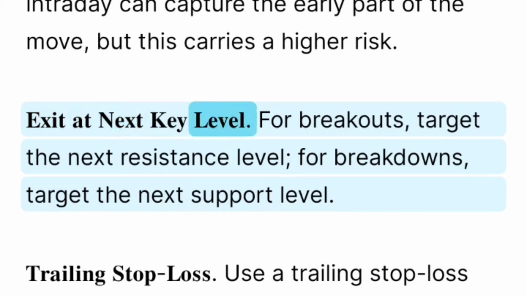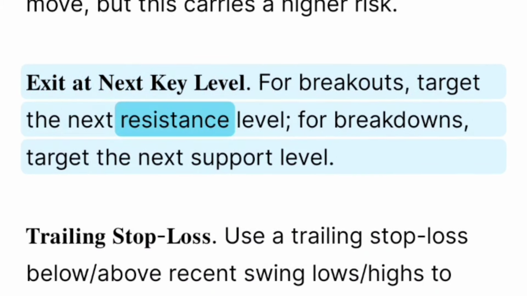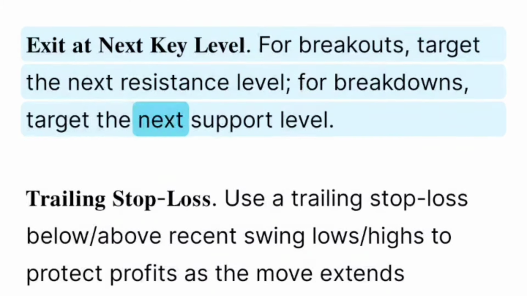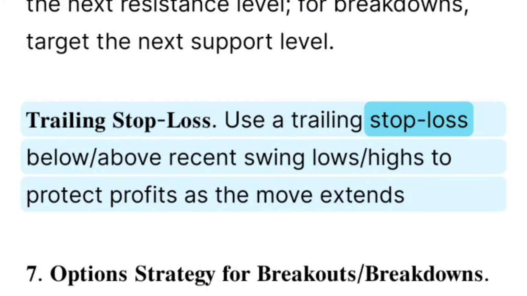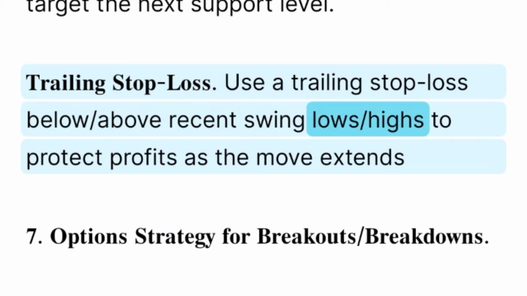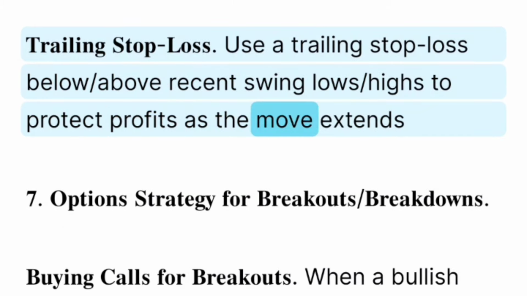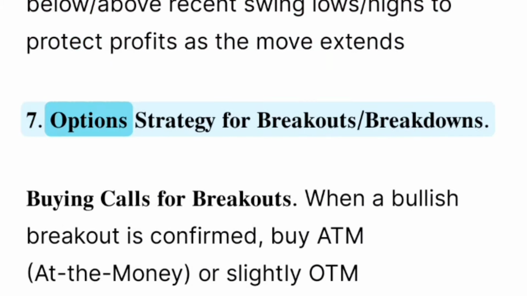Exit at next key level. For breakouts, target the next resistance level. For breakdowns, target the next support level. Trailing stop loss. Use a trailing stop loss below recent swing lows or above recent swing highs to protect profits as the move extends. 7. Options strategy for breakouts, breakdowns.